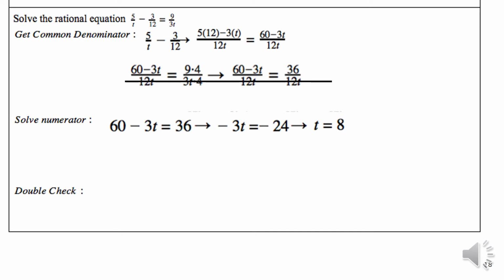This is a multi-step equation, so we need to subtract 60 on both sides, leaving us with negative 3t equals negative 24, and then divide both sides by negative 3 to get our answer of 8. We lastly need to double check that 5/8 minus 3/12 is equal to 9/24.